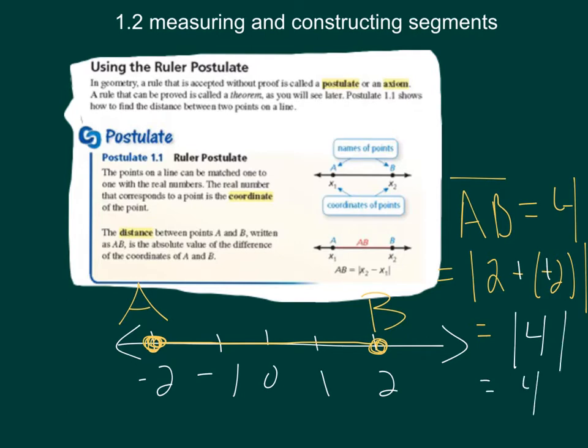So really, that's what they're trying to say here. That's what this means right here, okay? So you just take this value, subtract it from this value, and we all know that anytime we take a distance, it's always positive. So that's why we use the absolute value here.